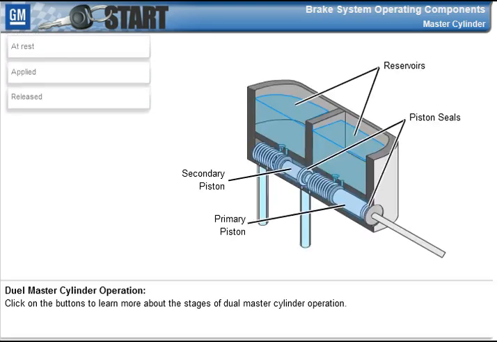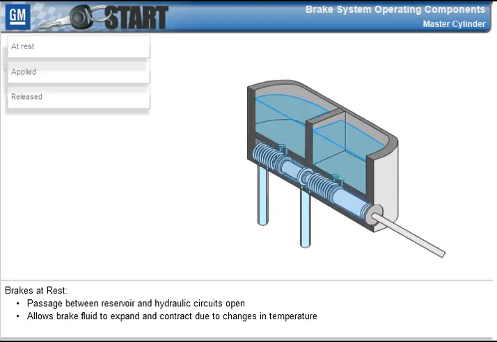Operation of the dual master cylinder can be divided into three broad stages: at rest, applied, and released. Please click on the buttons to learn more about these stages of dual master cylinder operation. When the brakes are at rest, the passage between the reservoir and the hydraulic circuits is open. This allows the brake fluid to expand and contract as needed due to temperature fluctuations.